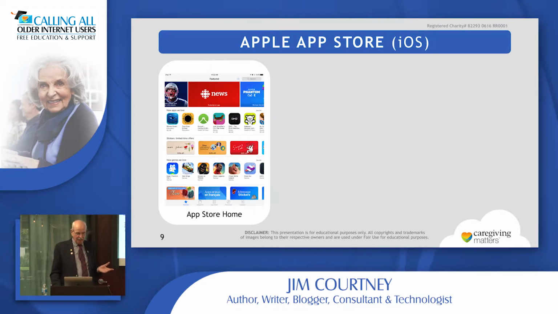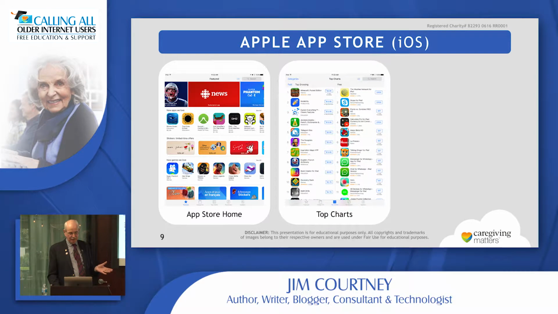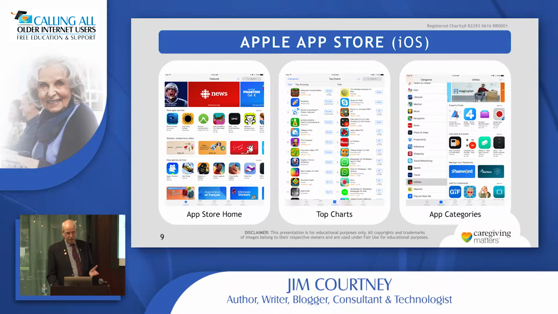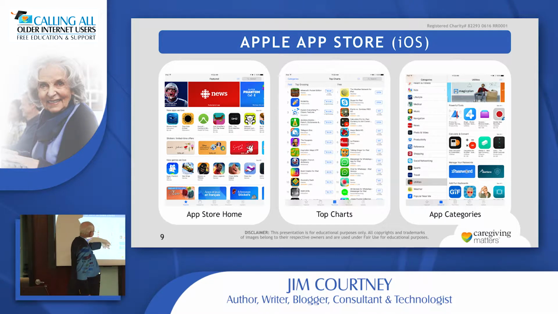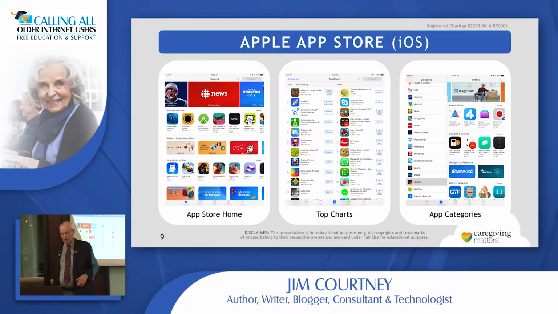So the Apple App Store, here's your home screen. It offers you a lot. As I said, there's 2.2 million apps, so you've got to find ways of getting them. There's their top chart. There's a list of categories, all sorts of categories, social networking, etc. Anyways, they got lots of categories there that you can go and check out.